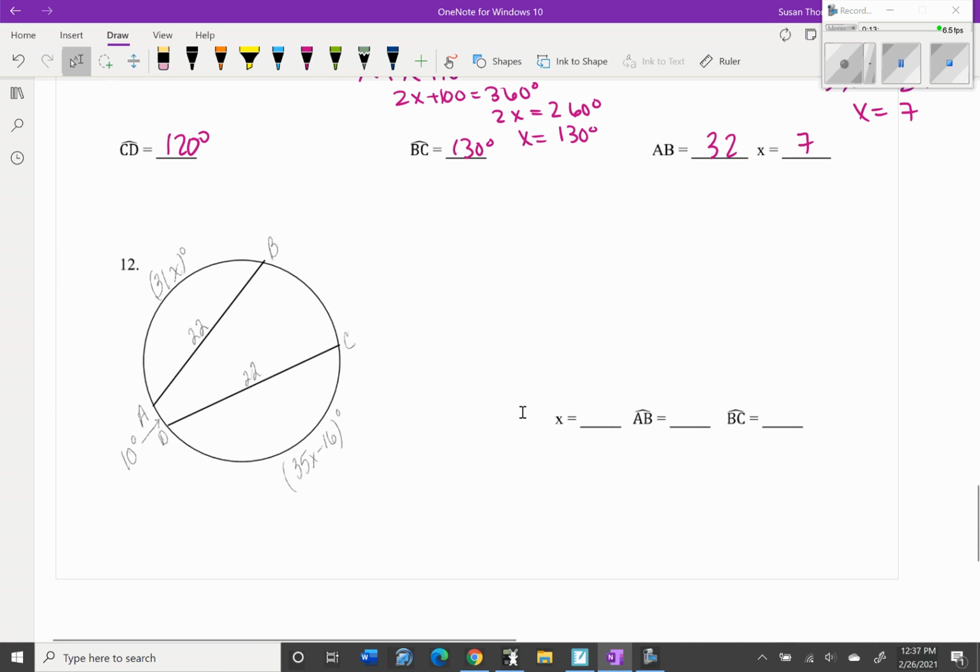And why don't you go ahead and pause the video and see if you can do this next problem on your own. When you're done, you can unpause to check your answer.